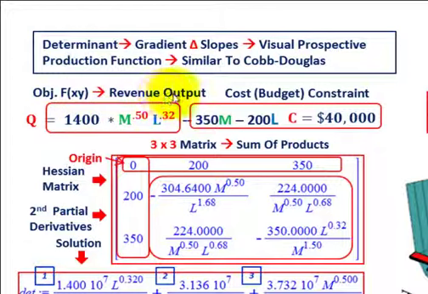Our function here is going to be some revenue output, so we're going to have some unit price on a product we're selling, and we take that times some material and labor inputs raised to some exponential or fractional amounts. And then we'd subtract from it the unit price for material and labor based on some cost constraint. Okay, so that's what we're dealing with here.